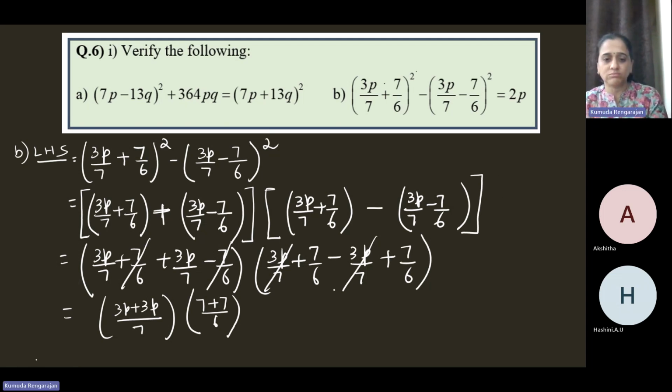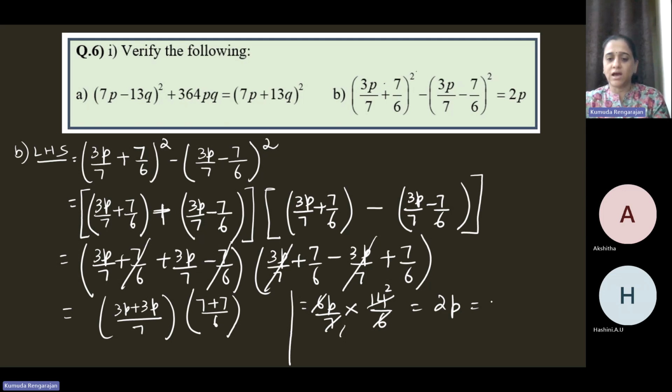Let me just continue here. So this is equal to 6p by 7 into 14 by 6. Correct? 6 cancels. 7 ones are, 7 twos are 2p, which is the RHS, hence verified.